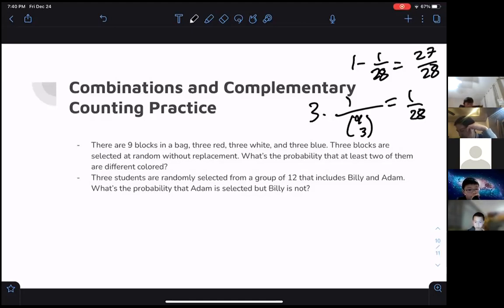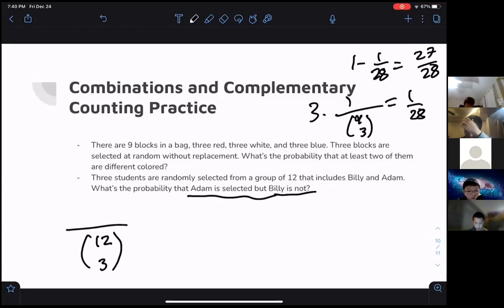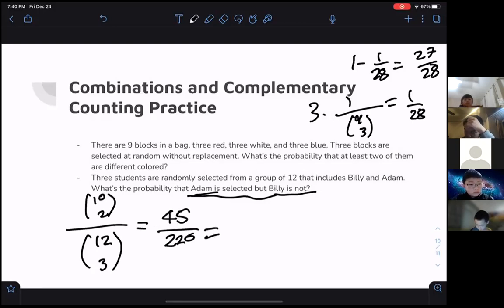Anyways, onto the problem. So we want the probability that Adam's chosen and Billy isn't, right? Now in total, again, we can just say 12 choose 3, choose 3 students. And then on the numerator, well, one of these guys is Adam. So we fixed one spot. The other 2 spots have to go to people who are not Billy. We've already chosen Adam, so minus 1 choice. We can't choose Billy either, minus another choice. So we have 10 choose 2 left. So this should be 45 upon 220, which is equal to 9 over 44, the final answer for this problem.